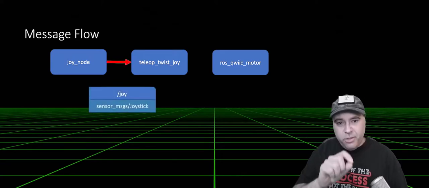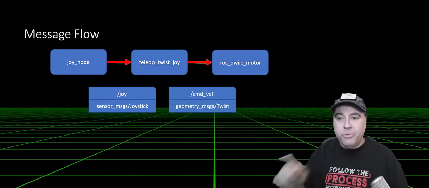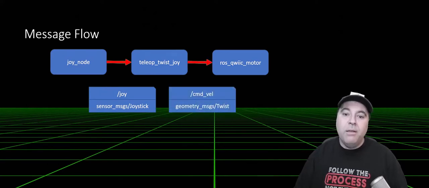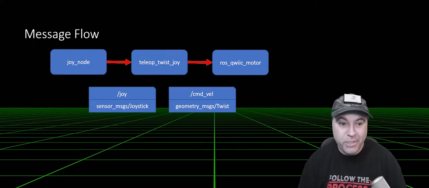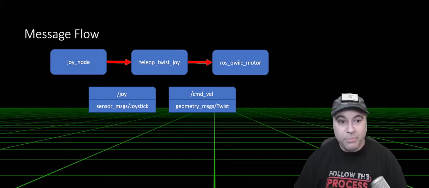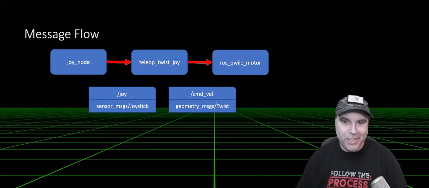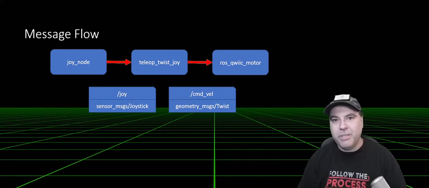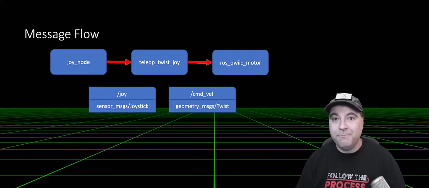Now the messages go directly from the joystick node to the teleop twist node, and from the teleop twist node to the motor. Between the joystick node and the teleop twist, there's a joystick topic with a sensor message. And between the teleop node and the motor is a command velocity. Now, fortunately, this is the same message that's going to be sent from Navigation 2, so this is a way for us to test our motor controller before we hook up Navigation.